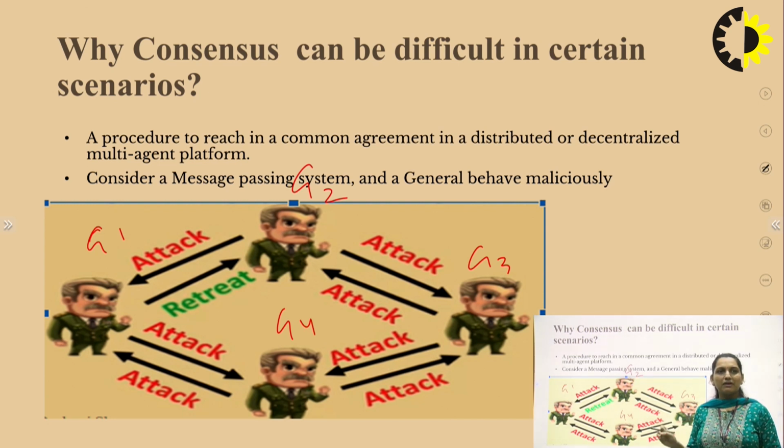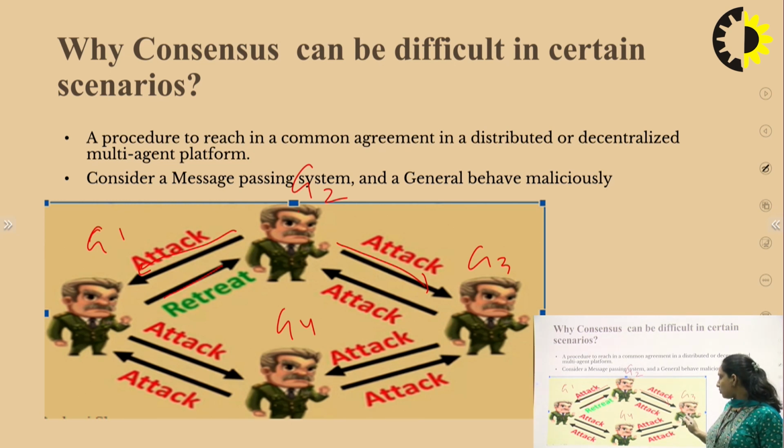For example, we are having a war situation, and the general is giving an order that we have to attack them or retreat. They are having message passing. If they are having a distributed network, then with message passing, general G1 will say to G2 to attack. So they will send to the neighboring node that we have to attack them.